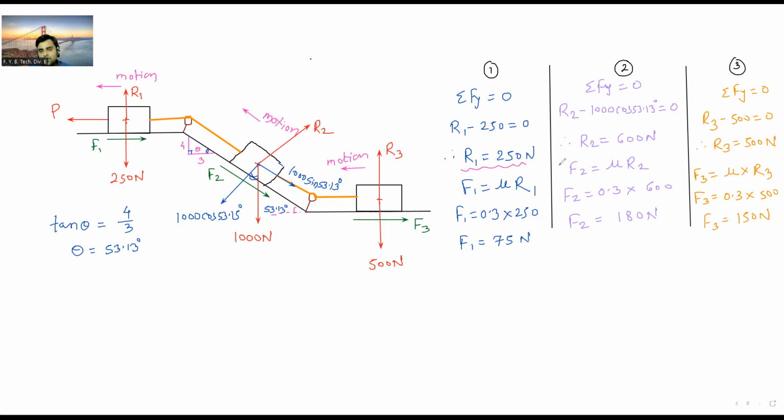So these are the values of R1, R2, R3 and F1, F2, F3. This is the value of R1. Here is the value of R2. Here is the value of R3. This is F1. This is the value of F2. This is the value of F3 for all the three blocks.